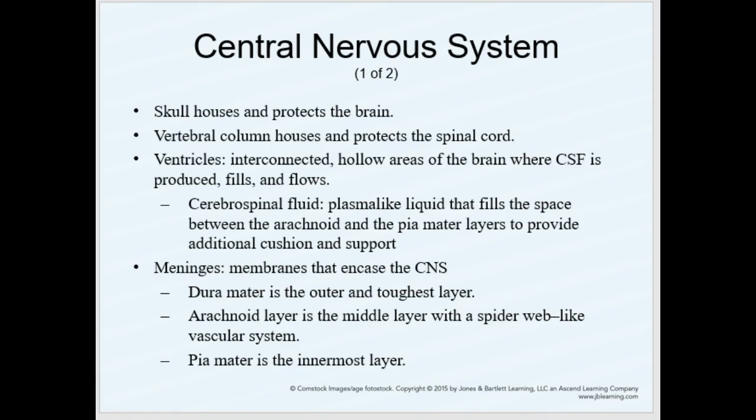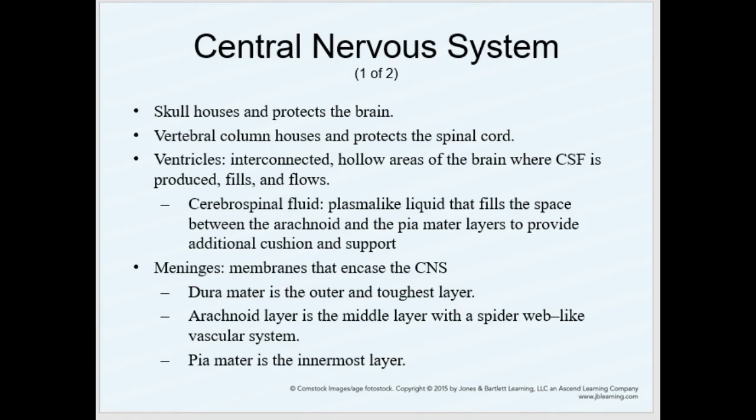The other thing to know is cerebral spinal fluid actually will fill the space between the meninges, known as arachnoid and pia. Okay, so that's important to know too, because if we were to get a bleed in the cerebral spinal fluid, we could get an infection in the brain or the spinal cord. And we're going to look at pictures of those meninges in just a little bit.